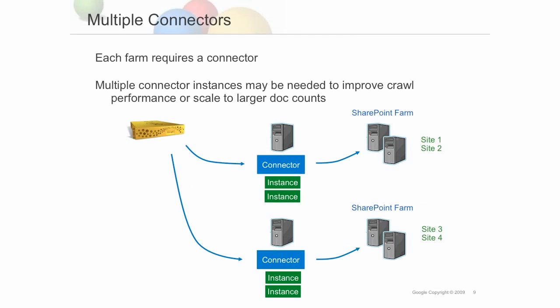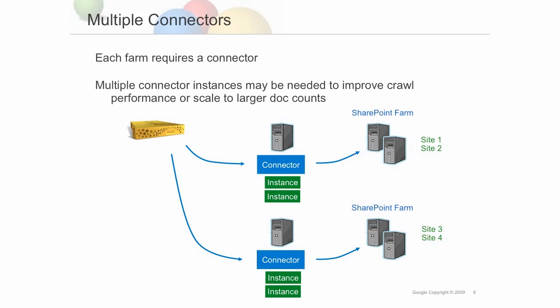Each farm requires its own connector, and you may need multiple connectors to improve crawl or serve performance. You can deploy multiple connectors and distribute them to different servers to gain efficiency. In addition, you deploy one or more connector instances in a given connector. Each connector instance sends its own feed to the appliance. The appliance's feeder gate is multi-threaded, so it can handle multiple feeds. In addition, you can configure each connector instance's crawl schedule and feed rate.